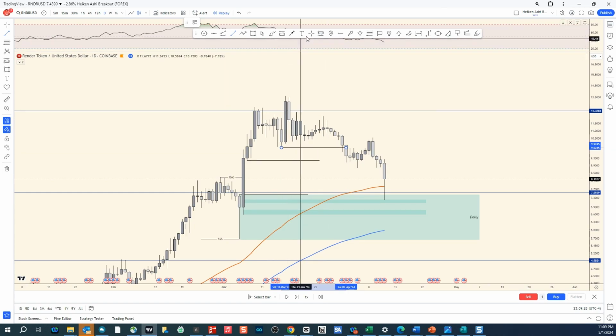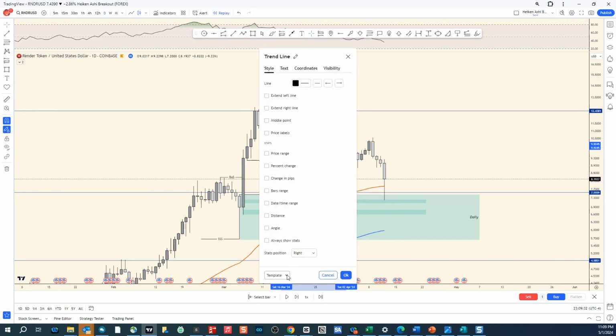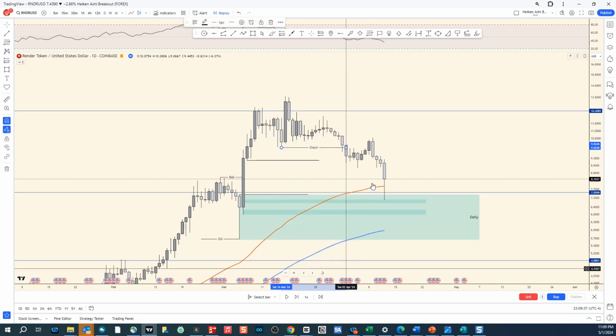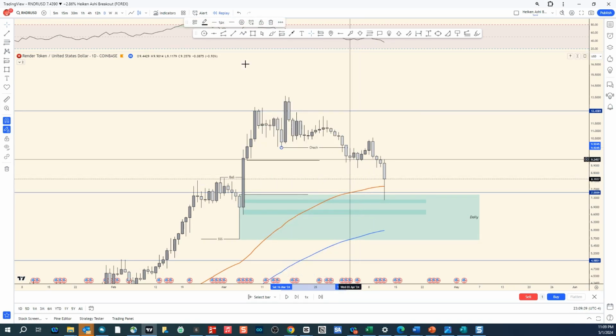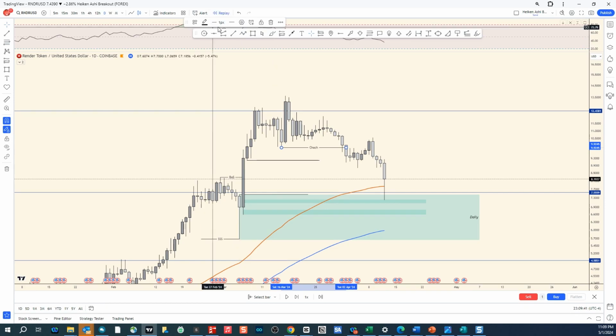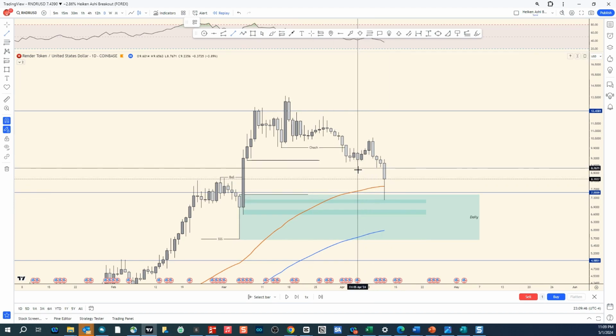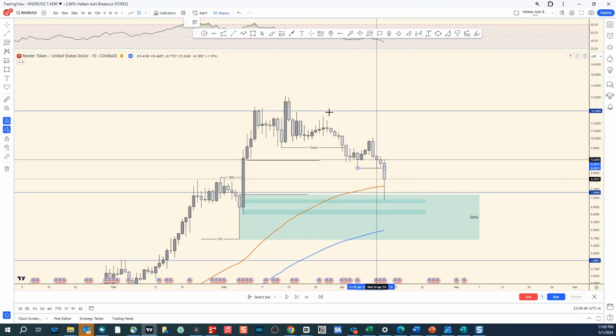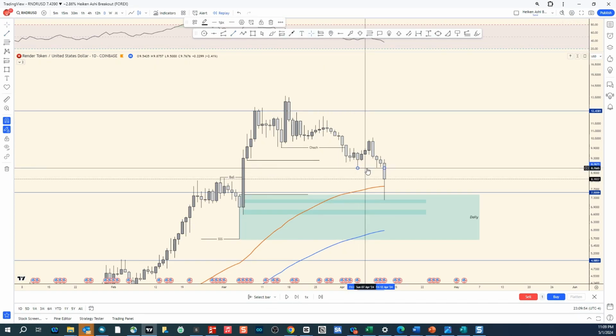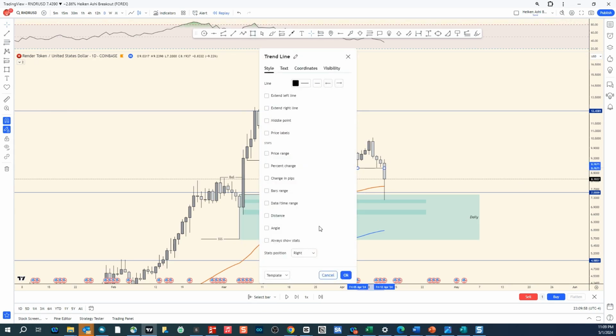So here, we'll label this as your change of character. Okay. And then here is actually a break of structure. If I can find my tool. This is actually a break of structure since this closed. And another rule that I do have for a change of character and a break of structure is that the candle body has to close through that line.